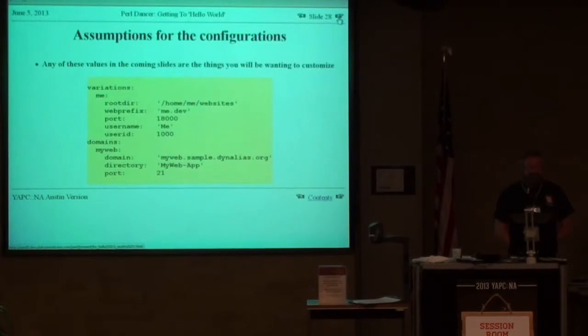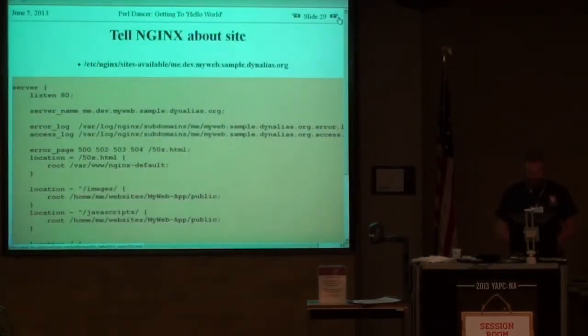So these are the assumptions I've made, and anytime you see these values in the coming slides, those are the things you're going to need to change to make it work on your machine. I have a domain, and my copy of it is going to put me.dev in front of it, so it's me.dev.web, myweb.sample. Since there's more than one user, all mine are going in the 18,000 range port-wise, and this site's 21. The site I actually used as a sample to originally build this is my stuff, and I have 14 domains by 3 users, so this is a system that worked to keep things from colliding with each other.